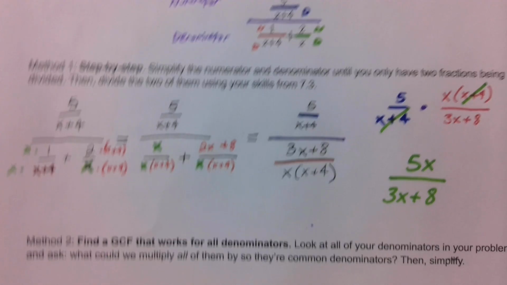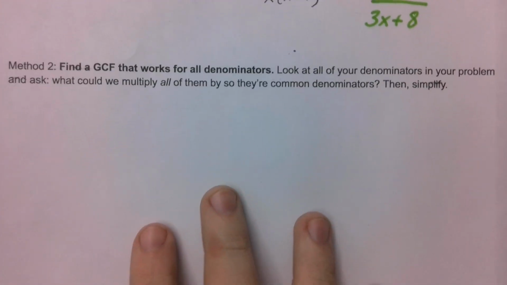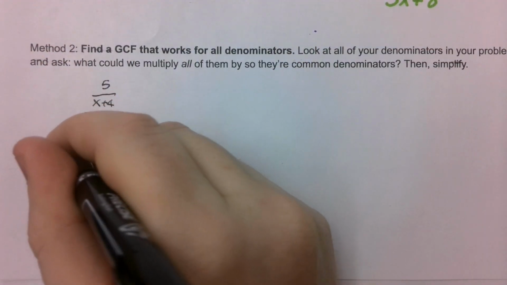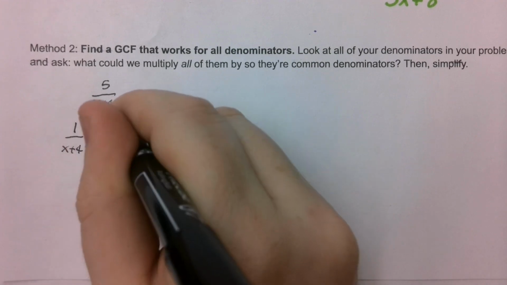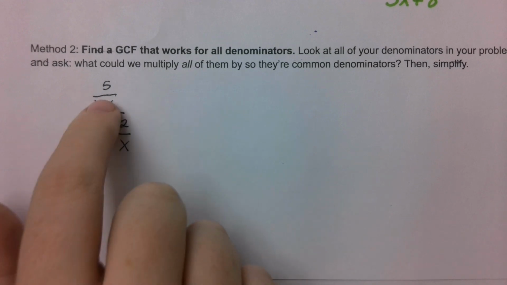Method number 2 is a little bit quicker, but also a little bit different. So let me write down the problem again. Here we have 5 over x plus 4 divided by 1 over x plus 4 plus 2 over x. Method number 2 is find a greatest common factor that works for all denominators. Look at all the denominators in our problem.